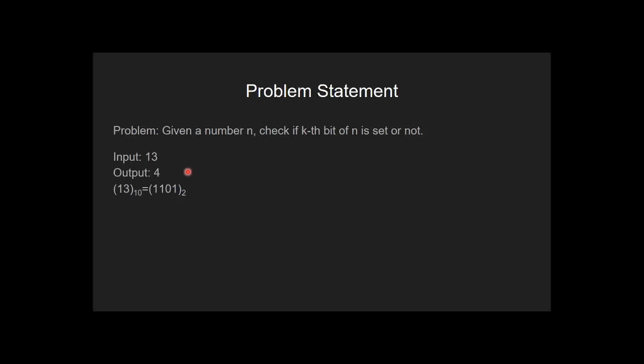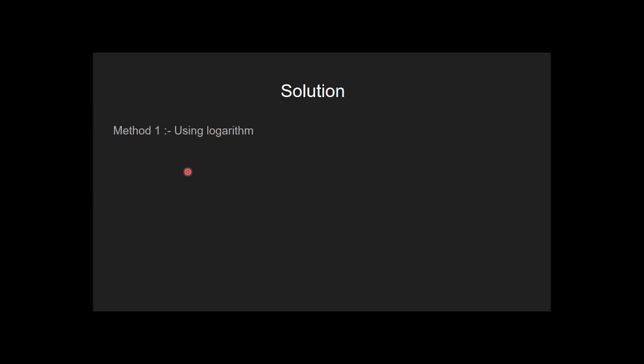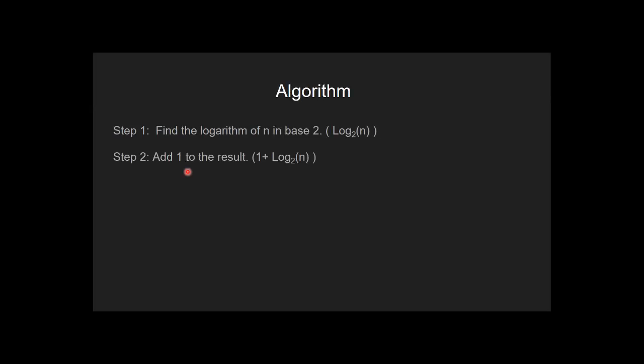Let's see how to solve this problem. The first method is to use logarithms. In the first step, we find the logarithm of n in base 2. In the second step, we add 1 to it. And this gives us the total number of bits in the given number. It is a quite straightforward approach.